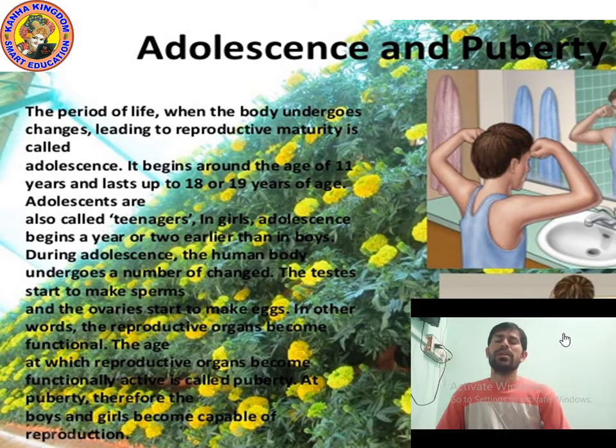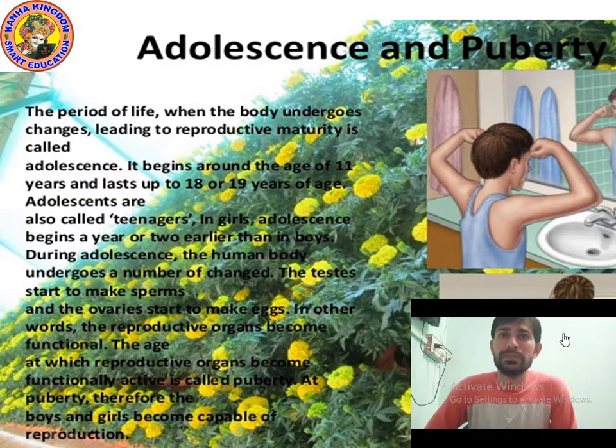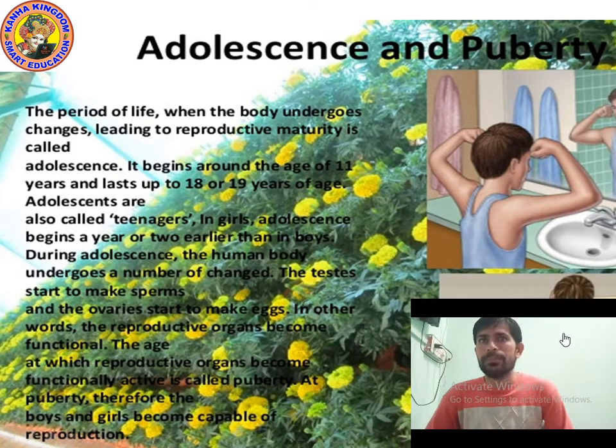Like the testes start to make sperm. We have already studied the male and female reproductive organs, so you know what sperm and egg are, what male gamete and female gamete mean. The testes, part of the male reproductive organ, start to make sperm, the male gamete. And the ovaries, part of the female reproductive organ, start to make eggs.